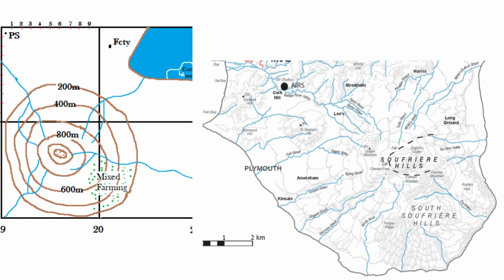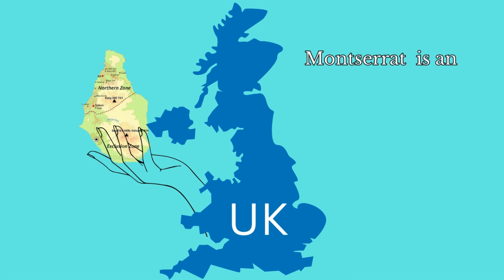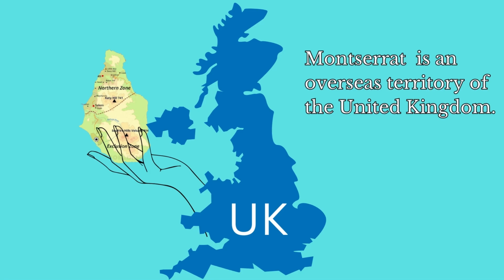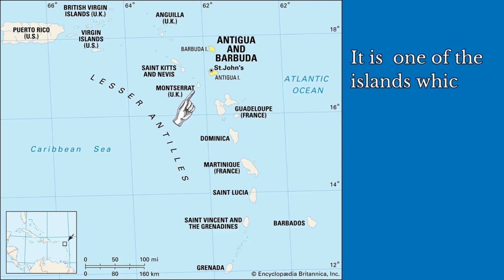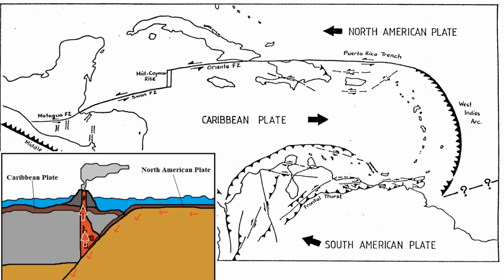The volcanic mountain we are looking at is called the Soufriere Hills and is found in the island of Montserrat. Now, Montserrat is an overseas territory of the United Kingdom. It is one of the islands which make up the Lesser Antilles of the Caribbean. The island is located along a convergent plate margin in the Eastern Caribbean.